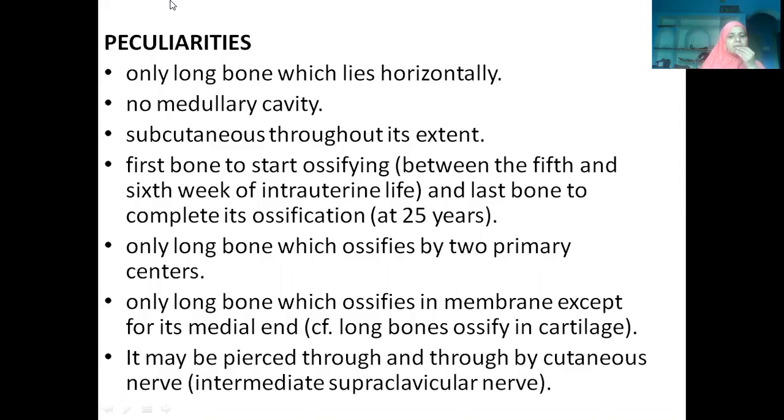What is the meaning of primary ossification center? Primary ossification center is the center which is appearing during intrauterine life. Okay, and basically we have only one ossification center for any bone, but this is the only bone where you will see 2 ossification centers will develop during intrauterine life. Okay, only, and this is the only long bone which ossifies in membrane.